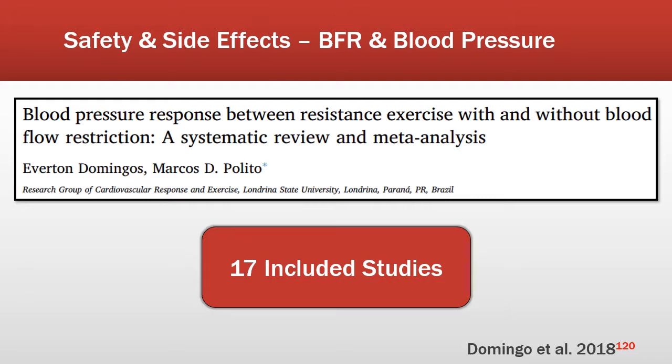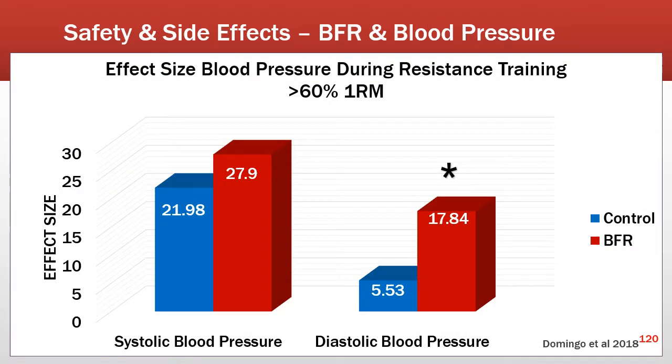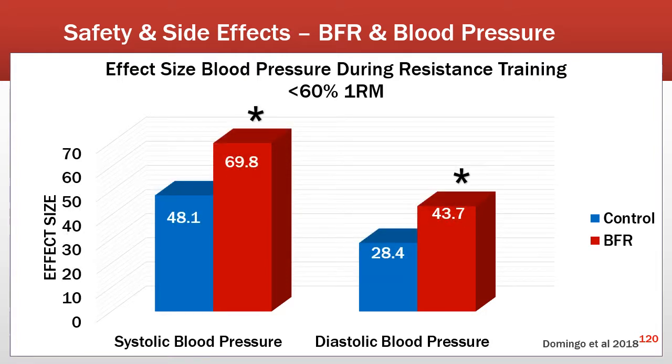So you have Domingos in 2017. They looked at the effect on blood pressure during resistance training of greater than 60% 1RM. And you can see that with the control versus the BFR, the diastolic blood pressure did increase significantly more than that of the control. Same thing with the effect size during resistance training of less than 60% 1RM.